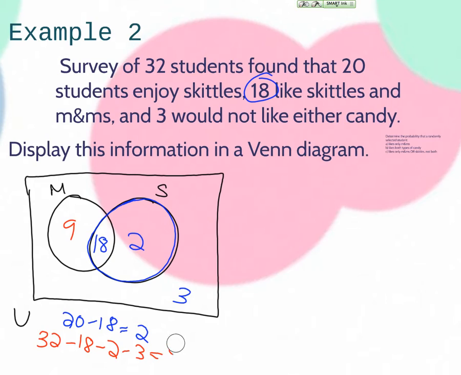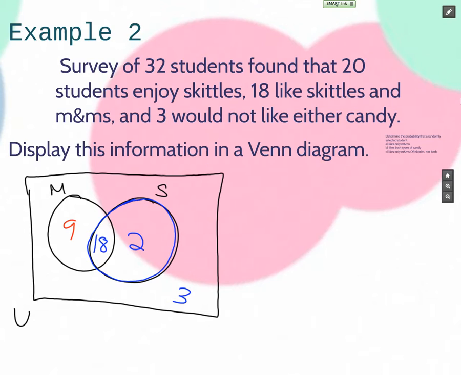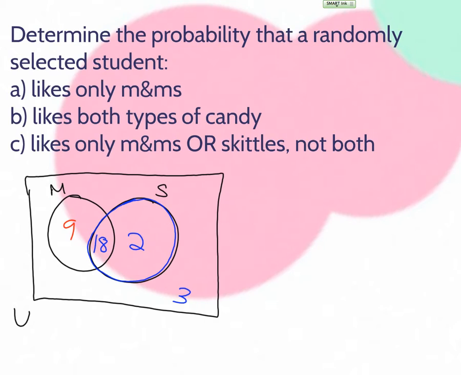Okay, we're going to keep this Venn diagram in order to answer a few probability questions. I feel like I want to change one of the questions, but maybe I shouldn't. I'll just leave it. Okay. So we're going to determine the probability that a randomly selected student, and we've got a few different things that we are going to do. I think I meant to say likes M&Ms, and then I typed likes only. That's okay. So we'll roll with this.